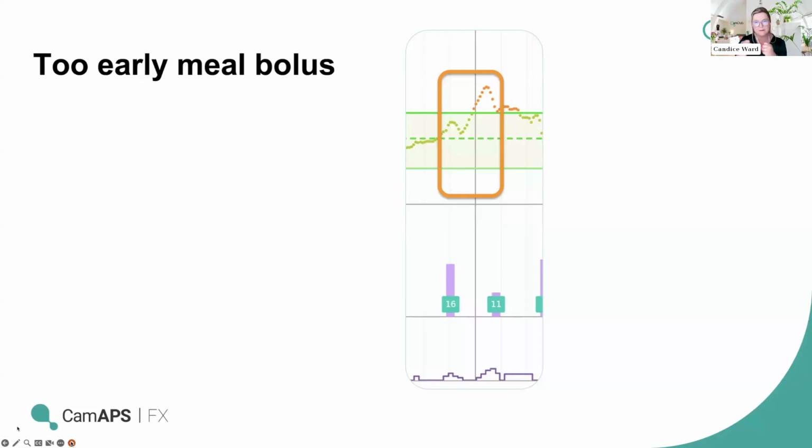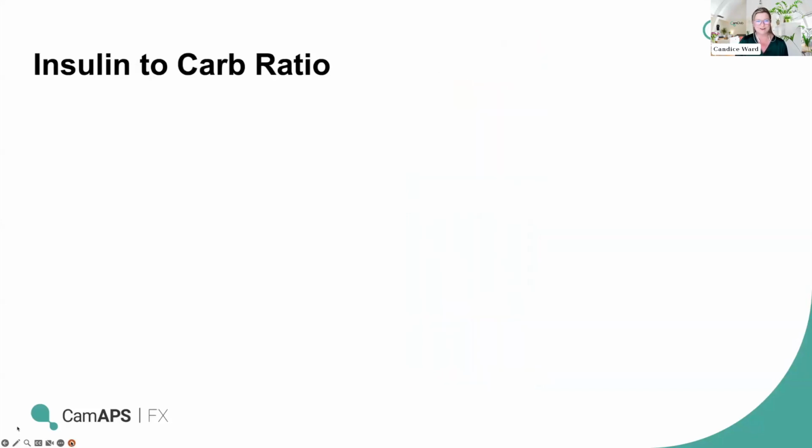So it's that mismatch, the right timing with the right support from the algorithm. And it's important not to give that bolus too early. So not too late, not too early. Sounds like Goldilocks, just right. And then the insulin to carb ratio. People often ask us, what does a good insulin to carbohydrate ratio look like when I'm trying to optimize?